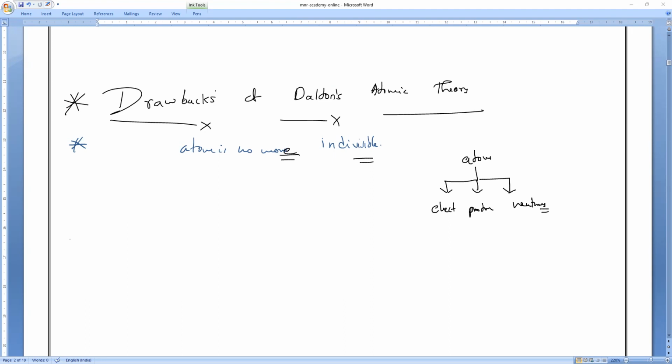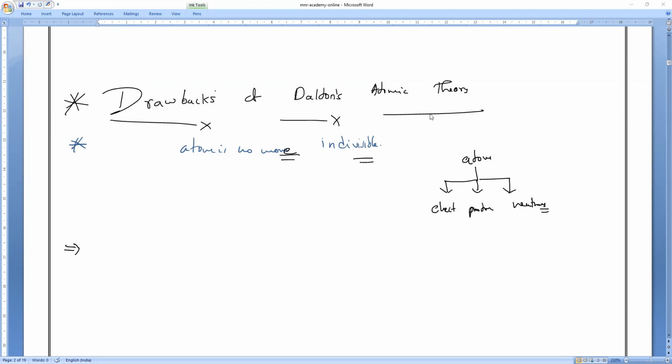Do you all understand? Dalton said atom is indivisible, but no, atom is divisible. That is what has been proved wrong. Mr. John Dalton said atom is indivisible, but it is no more indivisible. Do you understand?